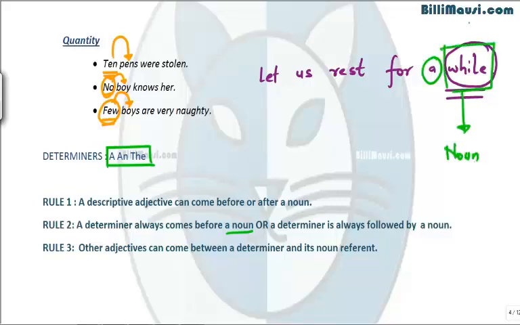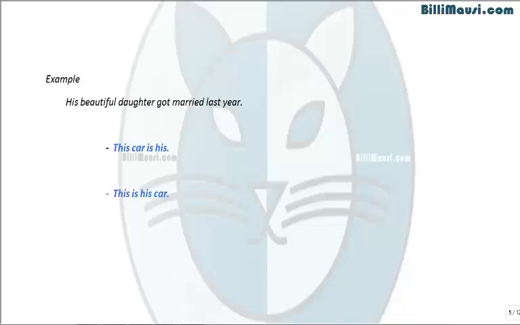To clarify, you can just replace "while" with another word, for example "second" or "minute". Then you'll be able to get a better grip of this concept. Let us rest for a minute, or let us rest for a second. Here second and minute both are behaving as nouns. Similarly, "while" will also be a noun. Let's do a couple of more examples.